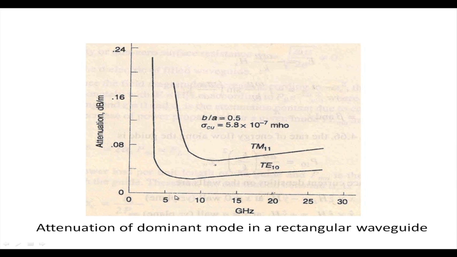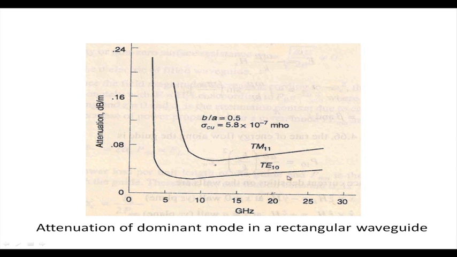So, if you see the attenuation of the dominant mode, this is the dominant mode. Initially the mode starts at roughly 5-6 gigahertz, but attenuation is changing very fast, and after some time the attenuation stabilizes and is quite small. That is why people use it from 8 to 10 gigahertz, though the cutoff starts at 6 gigahertz. Near the cutoff the attenuation is varying, but after some time it stabilizes.